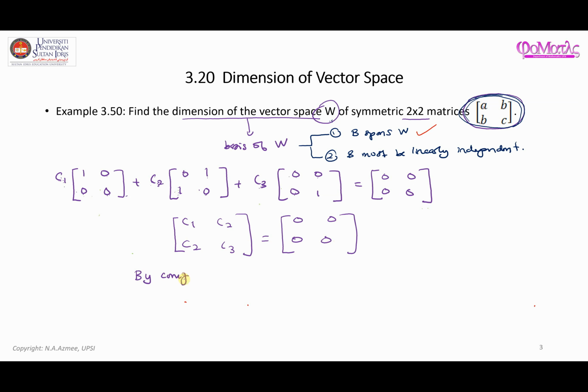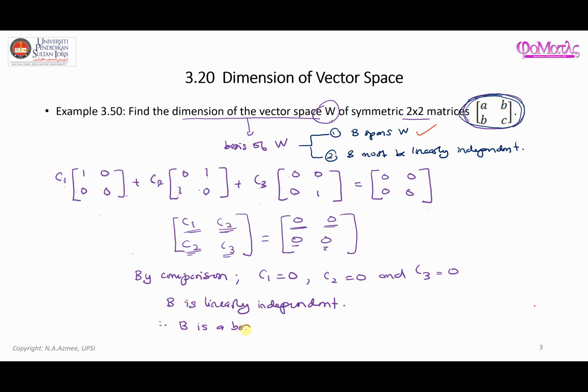And by comparison, you can see that C1 must be equal to 0. C2 here is also 0. C3 is 0. So you got a trivial solution. And in this case, it shows that B is linearly independent. Therefore, B is a basis for W.